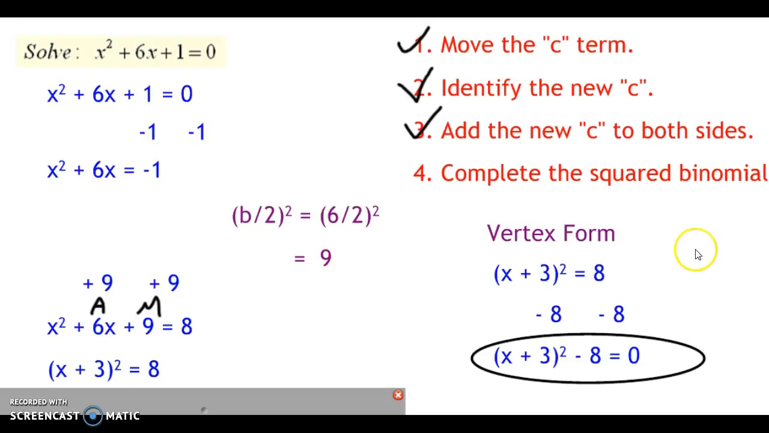It means that the vertex of this quadratic equation, without even graphing it, is going to be negative 3, comma, negative 8. And if you're wondering why this is the vertex of the quadratic equation, you're going to be seeing that a lot more in future math classes in Algebra 2 and in Geometry, respectively. Anyway, so we've completed the square with that one.